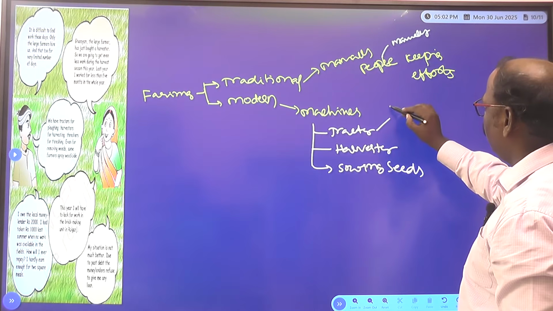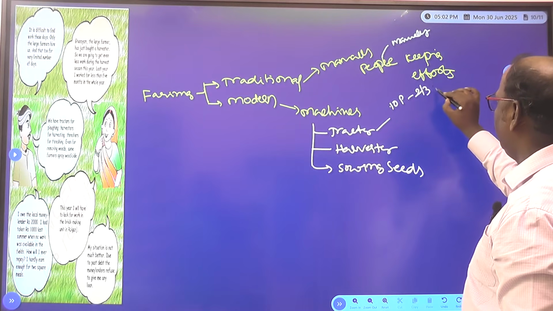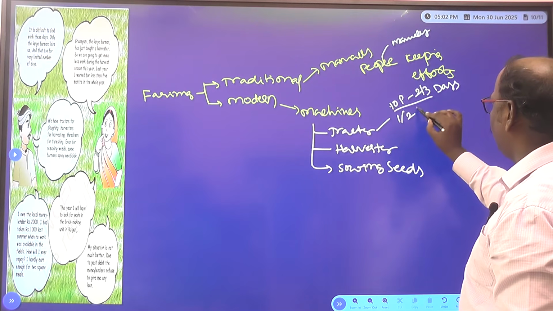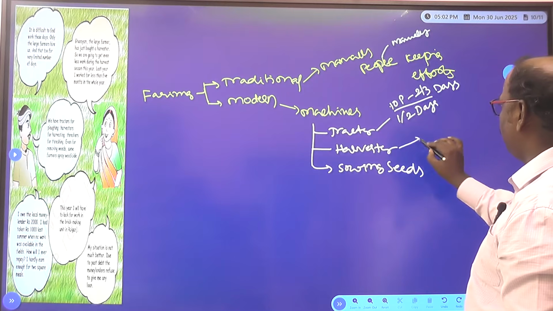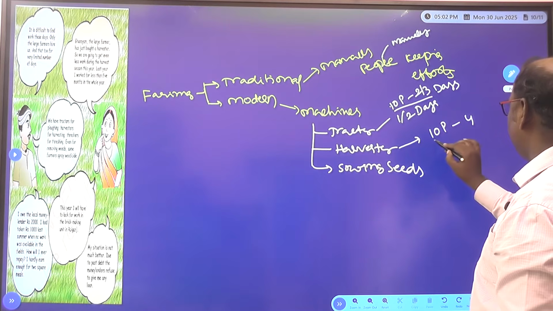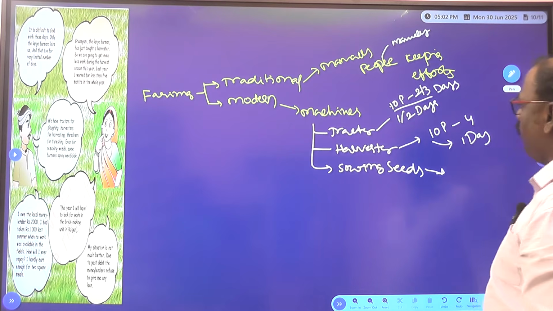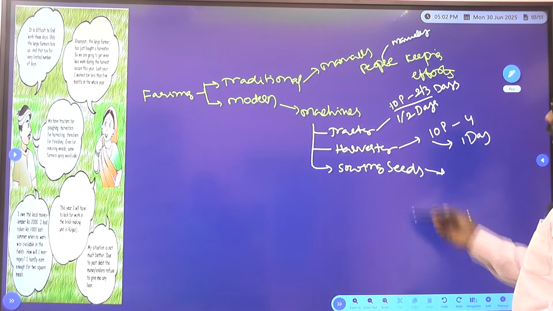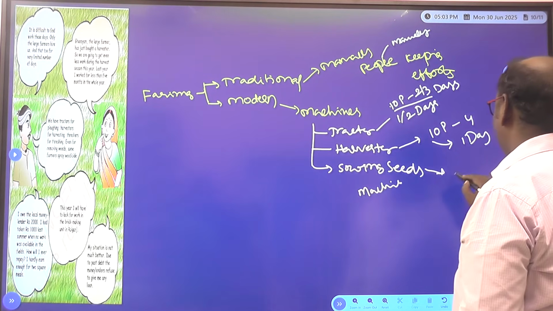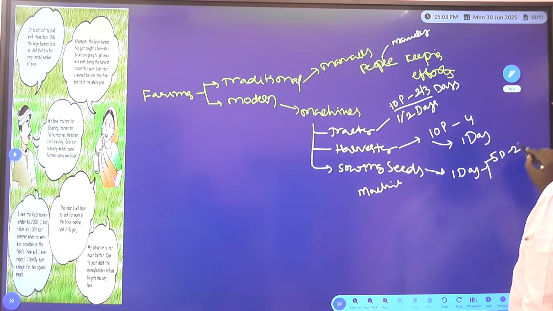If there is no tractor, for example, 10 persons will work for 2 or 3 days. If a tractor is there, they will finish their entire job in 1 or 2 days. And with the harvester, if 10 people are required for 4 days, the harvester hardly takes 1 day. For sowing seeds, people manually sow in the land, but there is a sowing seeds machine. This machine does in 1 day the job of 5 persons in 2 days.